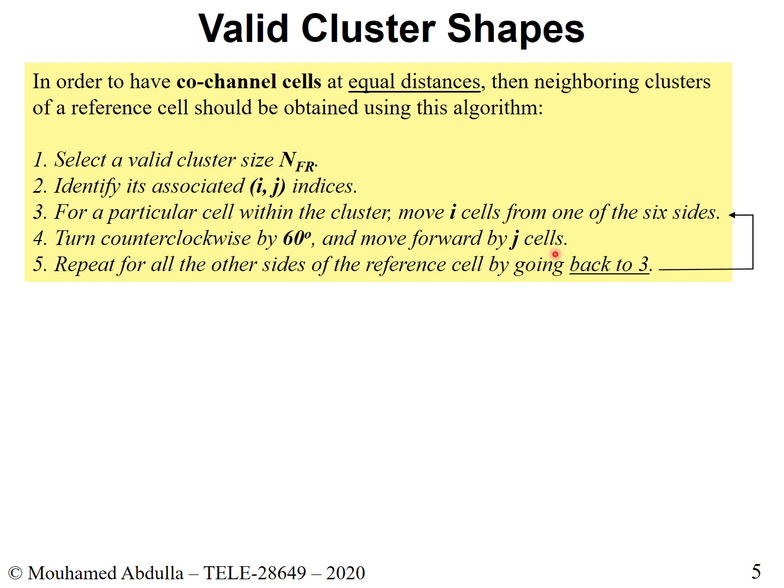And then you repeat for all the other sides of the reference cell by going back to step 3. You have 6 sides. You did it for one side. Now you do it for the second one, the third, the fourth, the fifth, and the 6th side. That will let you identify all of your neighboring cells.